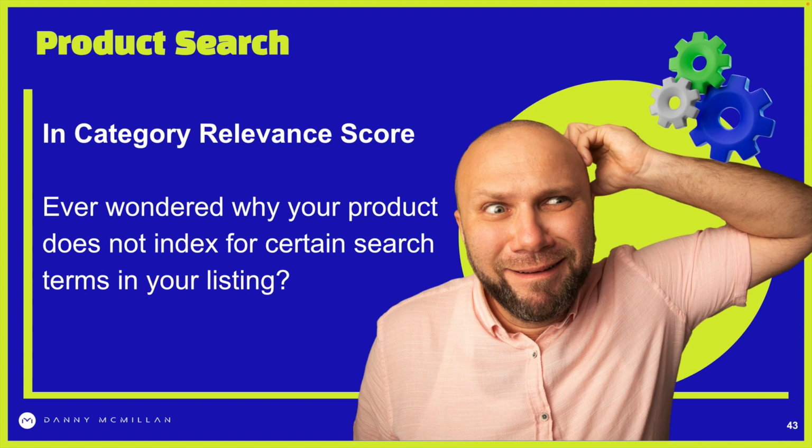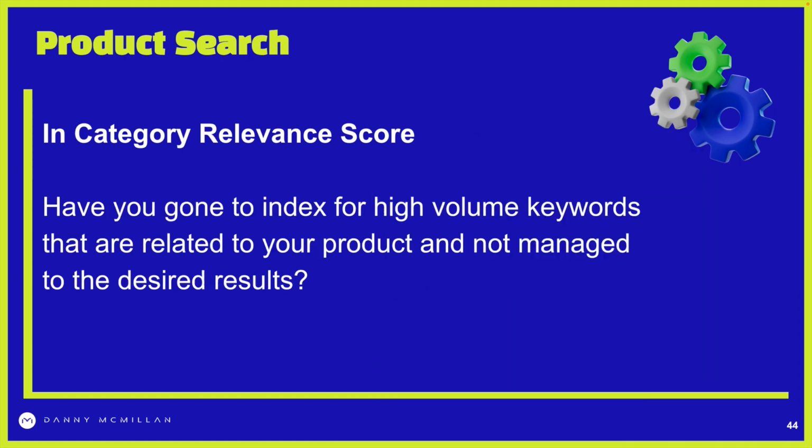If you've ever wondered why your product does not index for certain search terms in your listings, or you've gone to index for high volume keywords that are related to your product and not managed to get the desired results, then you can understand, because effectively we've got behavioral aspects, we've got the relevance aspect, and we've got the category aspect here. This is why you'll see that when there's a shift in categories or subcategories, this can propose some problems down the line.